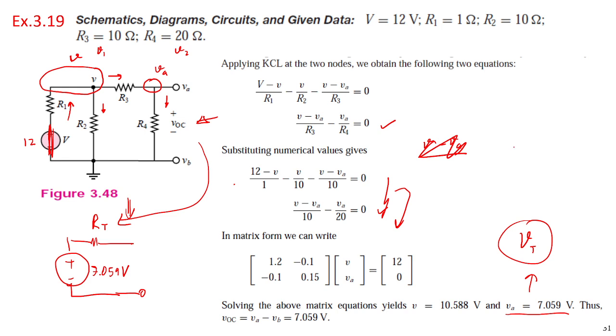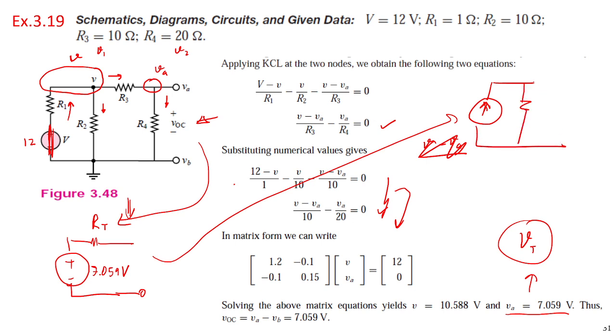To get the Norton equivalent, you transform this into a current source with RT in parallel. And this would be 7.059 divided by RT for the Norton current.